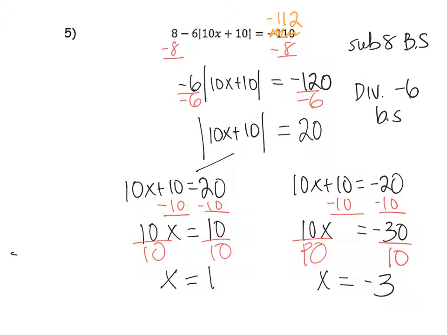If I plug positive 1 into my original top equation, I would get a negative 110. If I plug in negative 3 back into my original top equation, you would get a negative 112. Okay? You are welcome to do the checks to verify that you're getting 100%. It's an awesome thing to do. Turn the page.